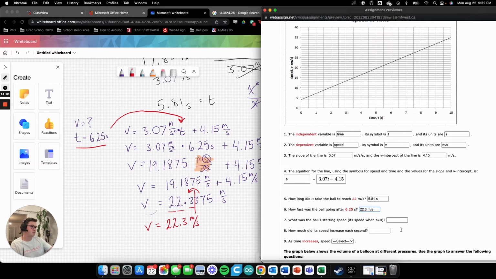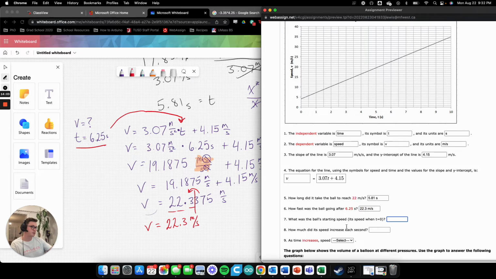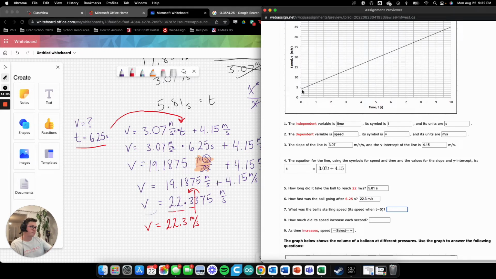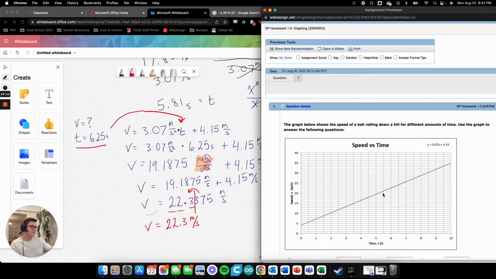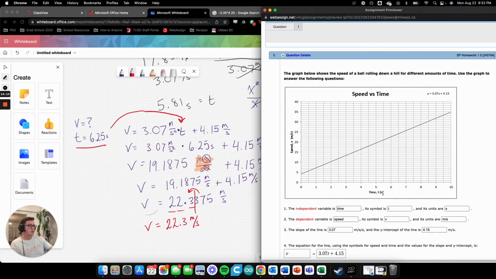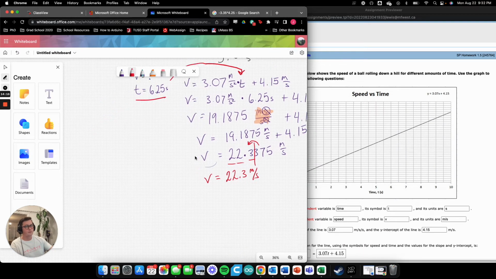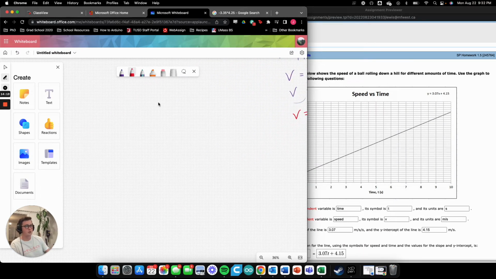Boom. What is the ball's starting speed when t equals 0? It's right there. At time 0, right there. If you've taken algebra, you'll probably be familiar with this idea already.